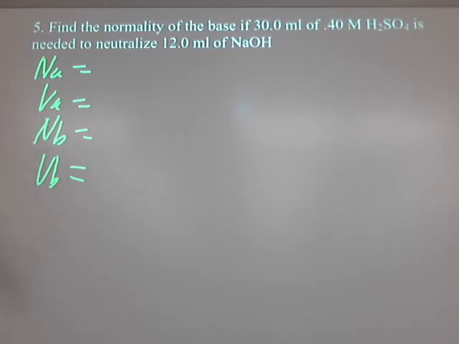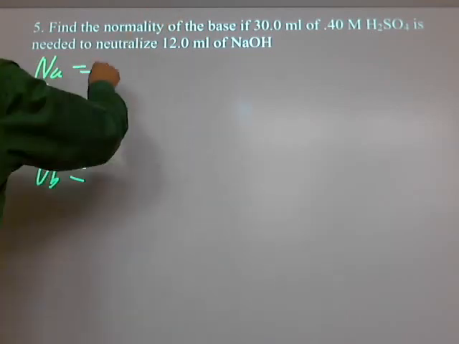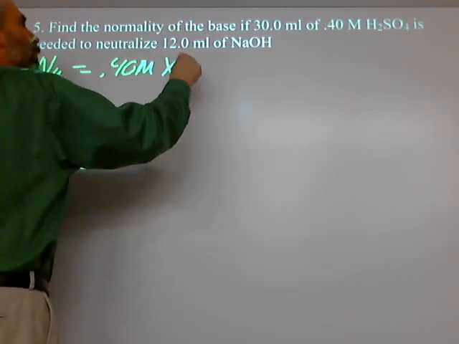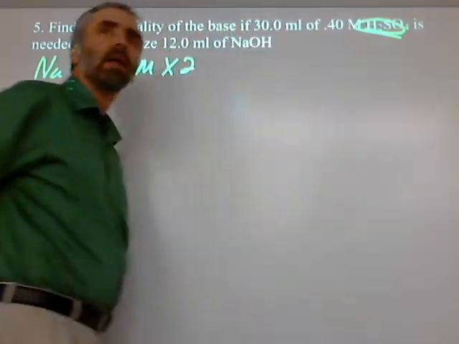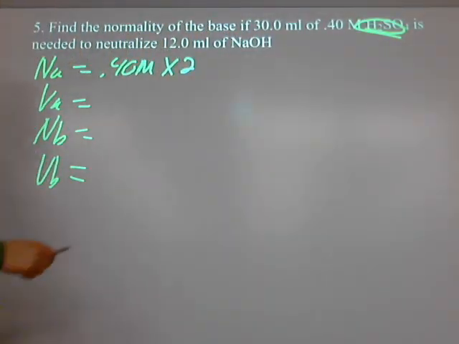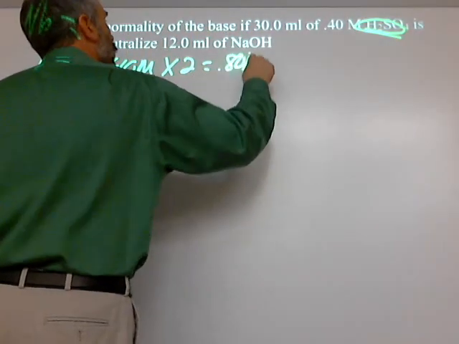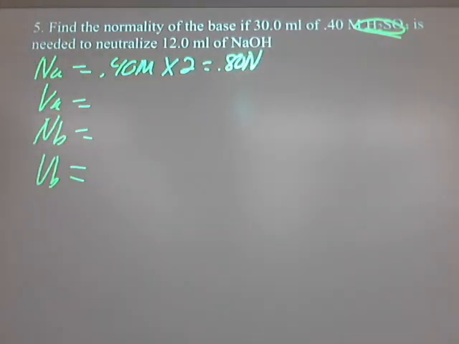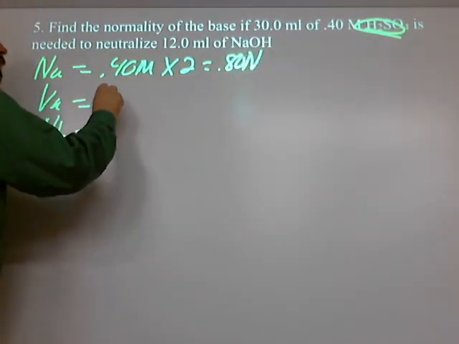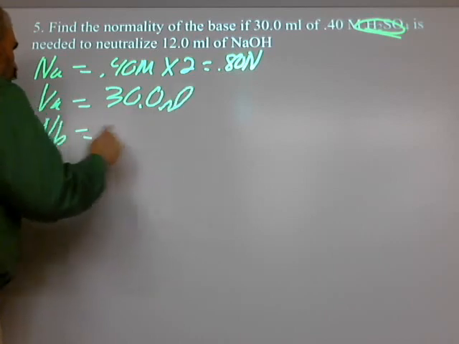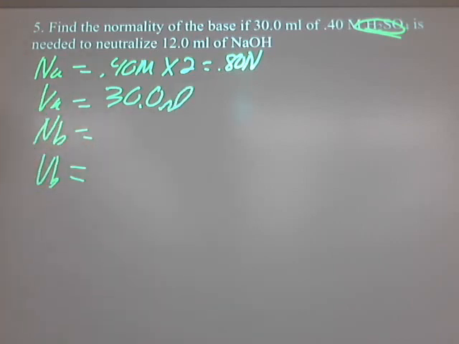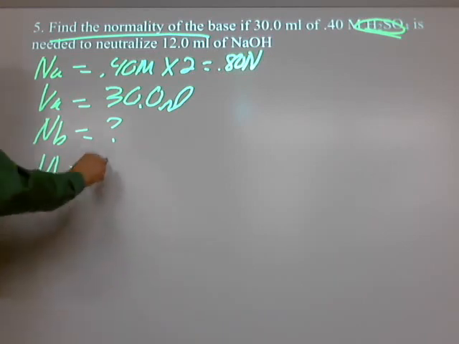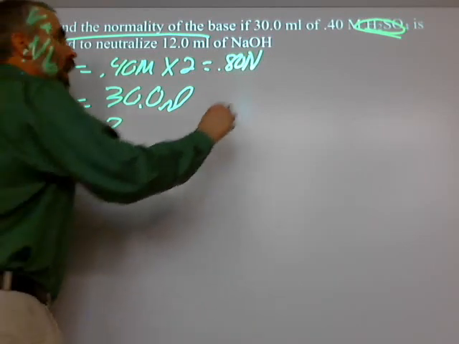Look at all the information up here. Normality of the acid: it's 0.40 molar, but I have to multiply by 2 because I've got H2SO4. That makes it 0.80 normal. The volume of the acid is 30 milliliters. The normality of the base is what we're looking for. The volume of the base is 12.0 milliliters.